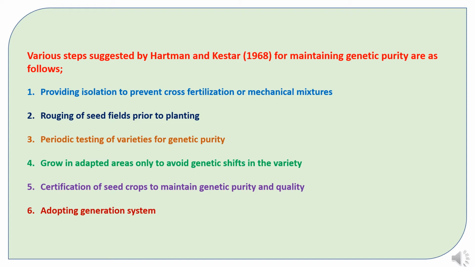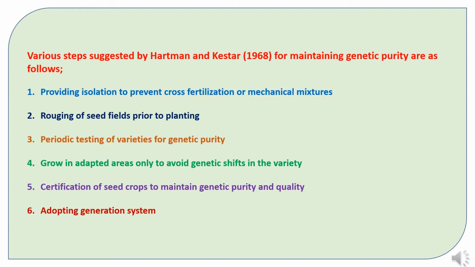The variety is released for the suitable areas for its characteristics maintenance, so it should be preferred to grow in suitable conditions, because in adverse conditions there are chances of breakdown, like mutations or some other problem to arise due to genetic shifts. Fifth one is certification of seed crops to maintain genetic purity and quality. There is need of certification for its purity and it should be checked and verified on periodical basis.